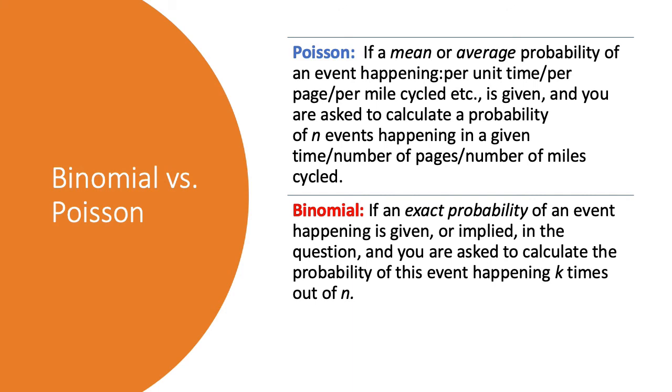When to use binomial versus Poisson. So Poisson: if a mean or average probability of an event occurring per unit time, per page, per mile is given, and you are asked to calculate the probability of n events happening in a given time, number of pages, number of miles, etc., that's your Poisson. And fact is, there's no clear upper limit with the Poisson distribution. Binomial: if an exact probability of an event happening is given or implied in the question, and you are asked to calculate the probability of this event happening k times out of n, we use our binomial.